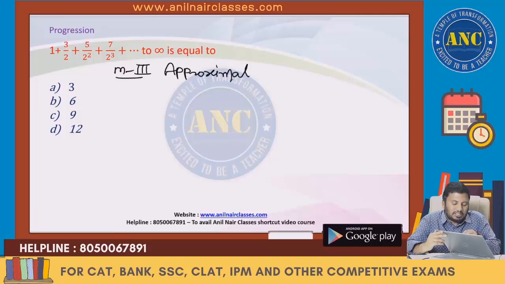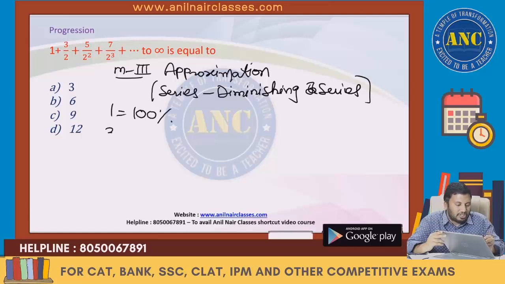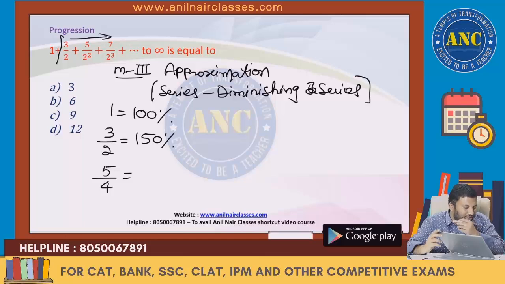Approximation. Because the series is a decreasing, diminishing series, the value of every term is going down. 1 is nothing but 100%, 3/2 is nothing but 150%. From here, see, the series is decreasing. 5/4 is nothing but 1 plus 1/4, which is nothing but 125%.